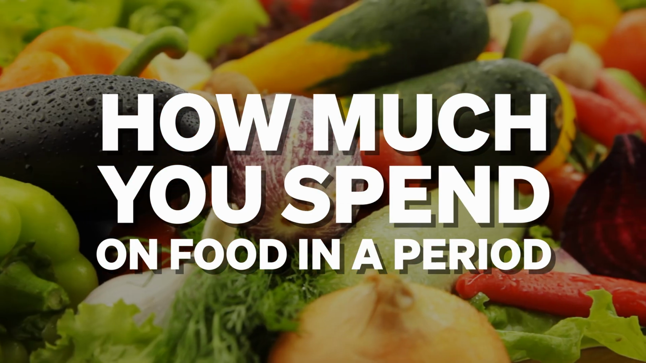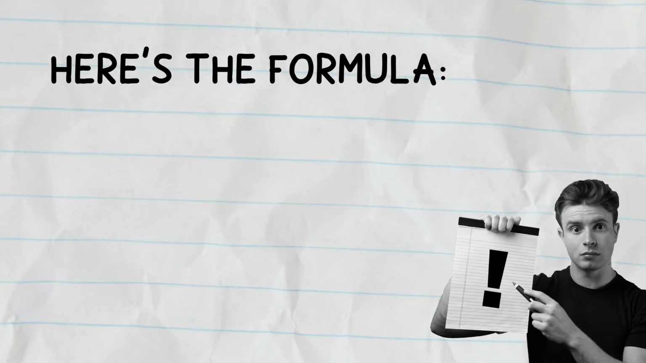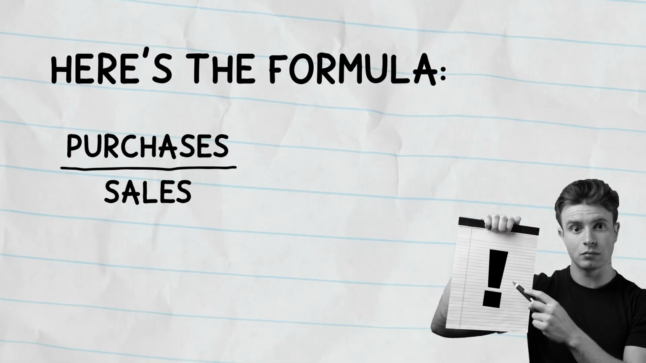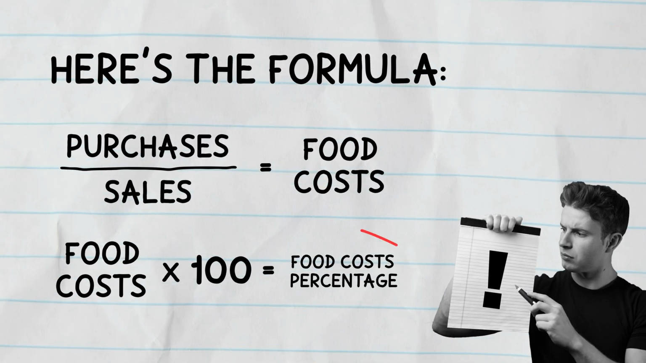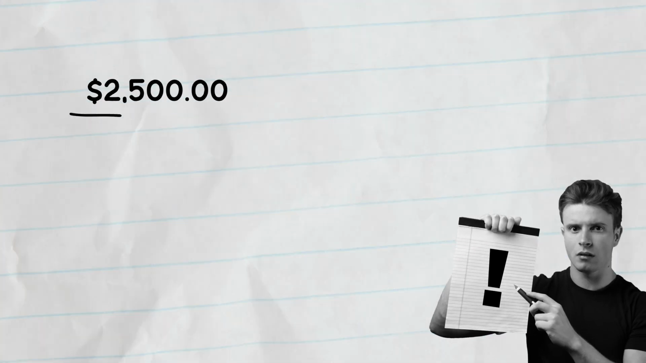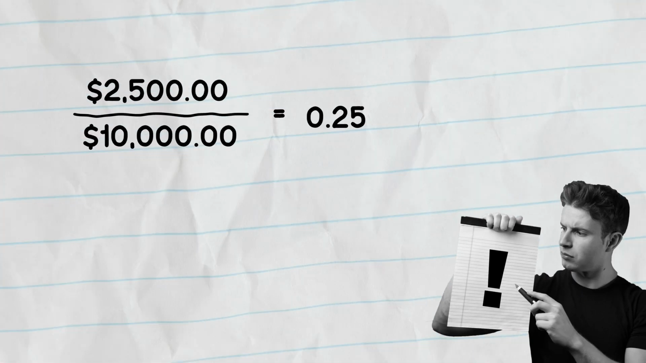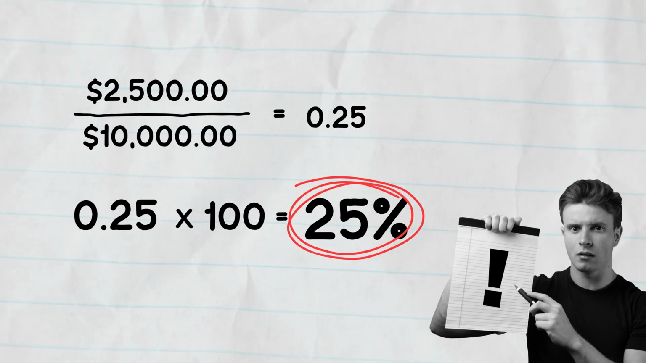Here's the easy formula. Take how much you spend on food in a period, and then you divide it by the sales from the food you sold in that same period. So here's the formula: purchases divided by sales equals food cost. Then you multiply that food cost by 100 to get a percentage. As an example, let's say you purchased $2,500 in food this week and sold $10,000 worth of food. You would take the $2,500, divided by 10,000, which gives you 0.25, and then you multiply that by 100 to get a 25% food cost percentage.